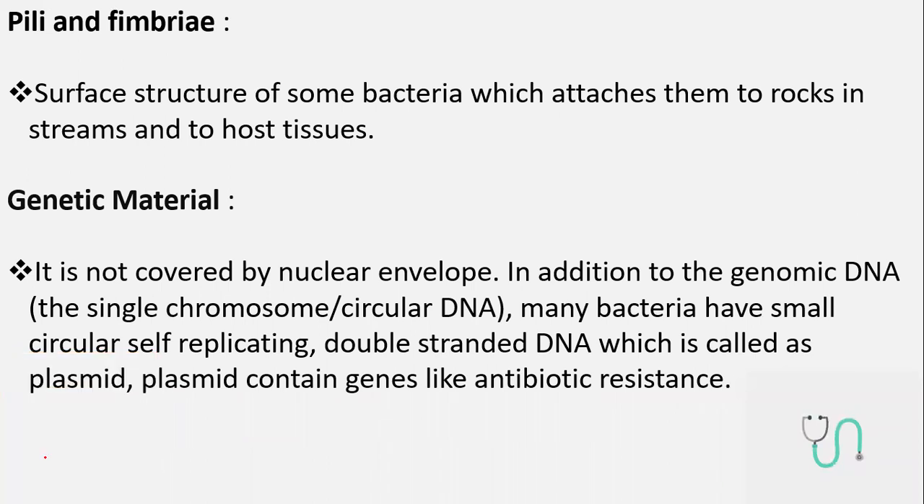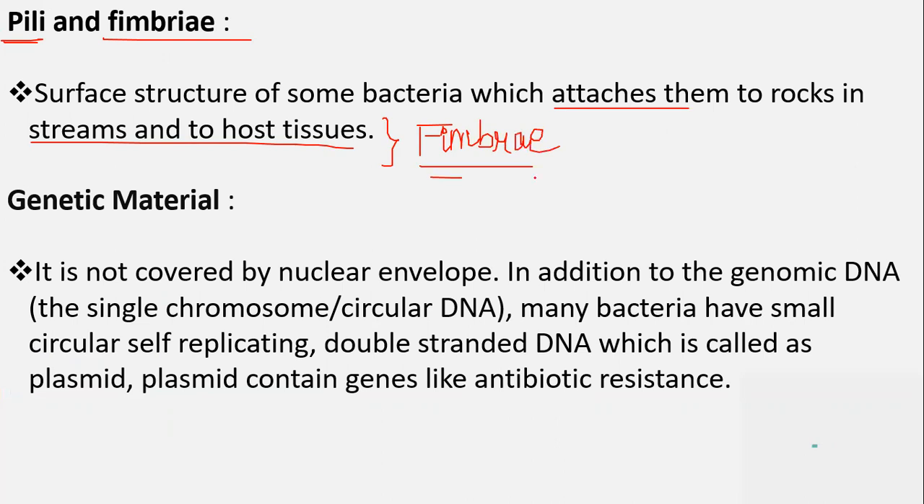The next structures we have to discuss are pili and fimbriae. These are surface structures of some bacteria which help them to attach to rocks in streams and to host tissues. Guys, if this is an MCQ, then the answer should be fimbriae, and not pili. Pili sometimes help in sexual conjugation or sexual reproduction. So the surface structure in a bacterial or prokaryotic cell that helps it attach to rock surfaces and host tissues is fimbriae.